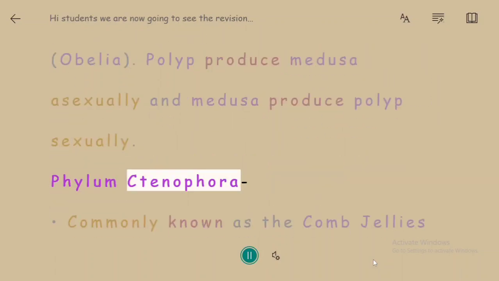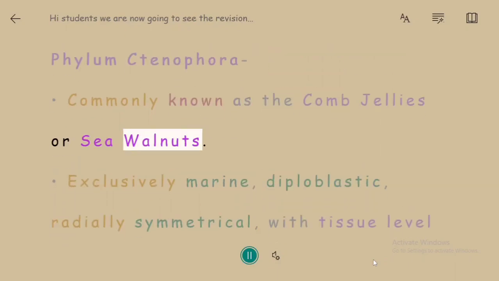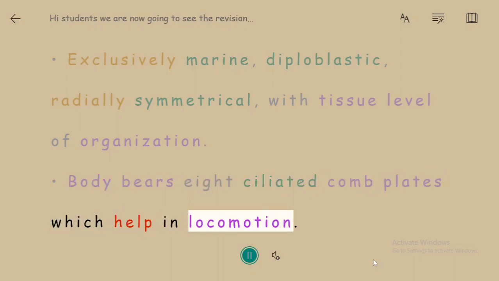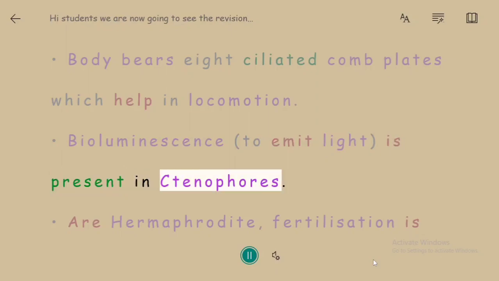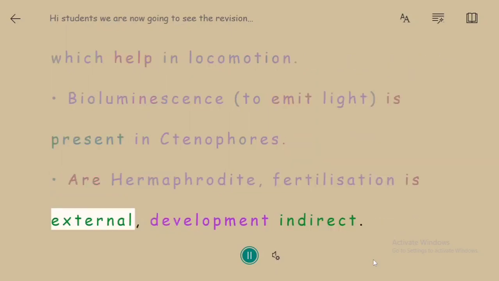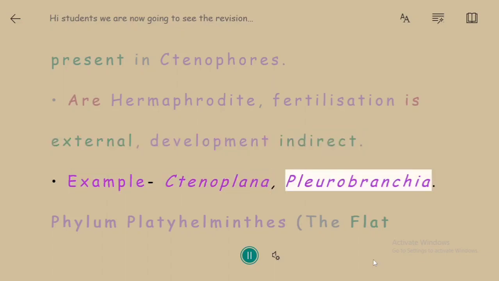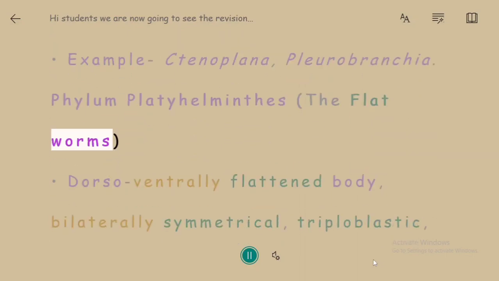Phylum Ctenophora, commonly known as comb jellies or sea walnuts. Exclusively marine, diploblastic, radially symmetrical, with tissue level of organization. The body bears 8 ciliated comb plates which help in locomotion. Bioluminescence, the ability to emit light, is present in ctenophores. They are hermaphrodite, fertilization is external, development indirect. Example, Ctenoplana, Pleurobrachia.